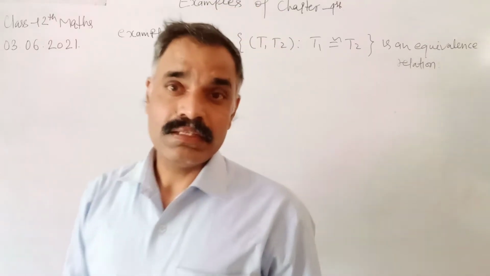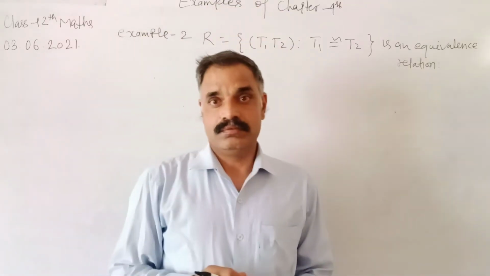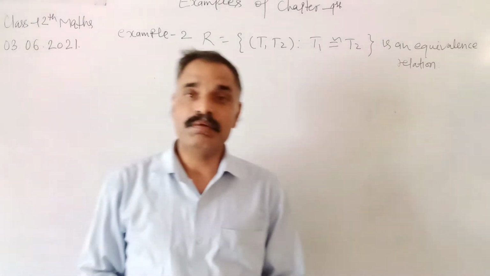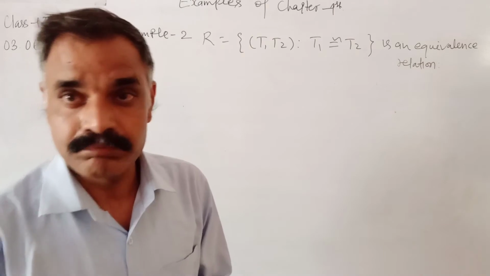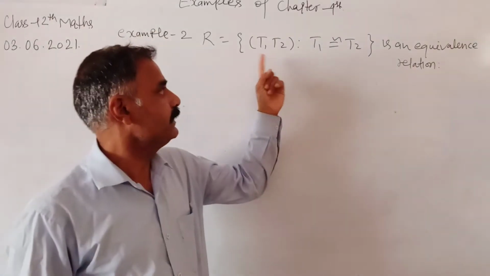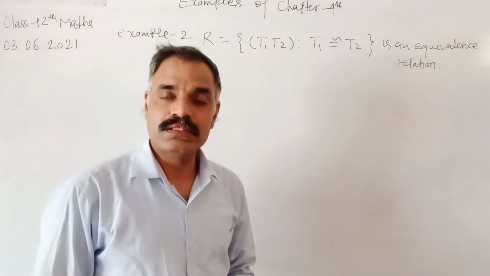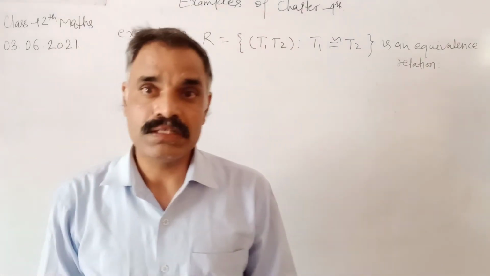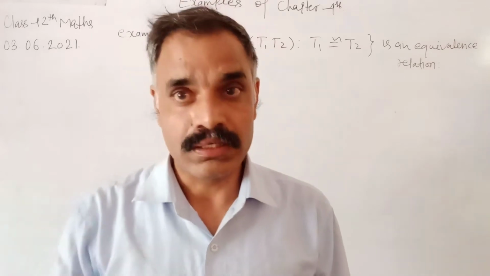So we are explaining example number two. Example number two is the given relation. I am repeating example number two: T1, T2 such that T1 is congruent to T2. The relation is the congruency between two triangles.